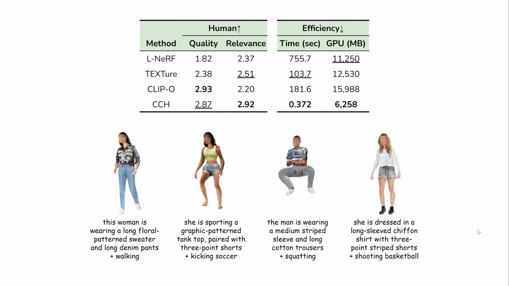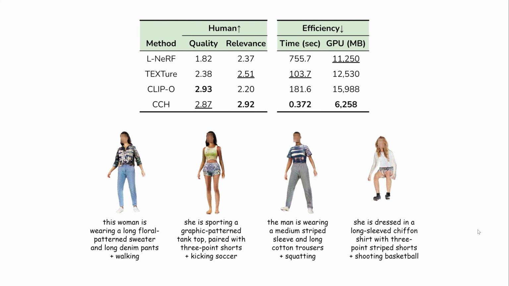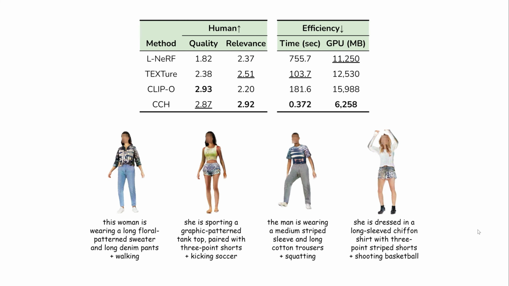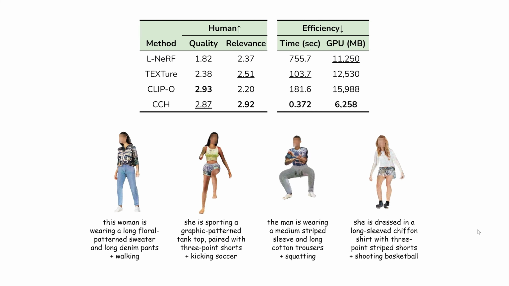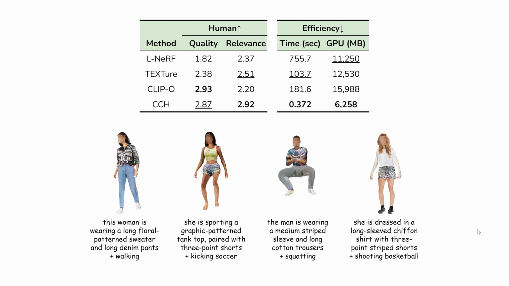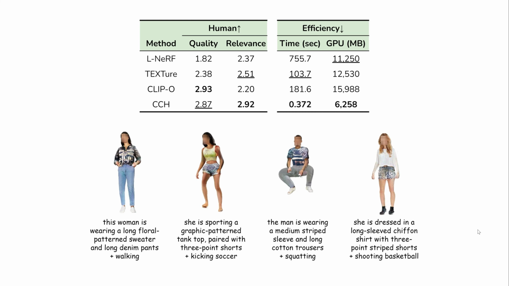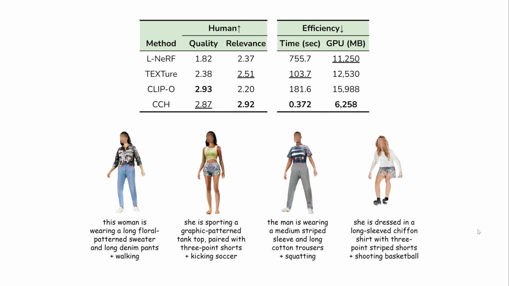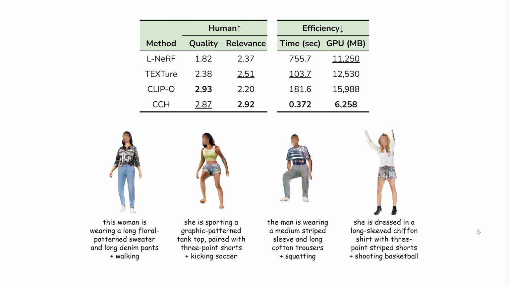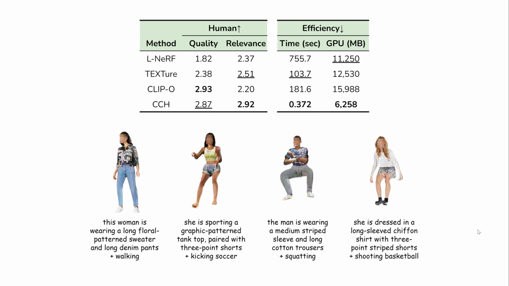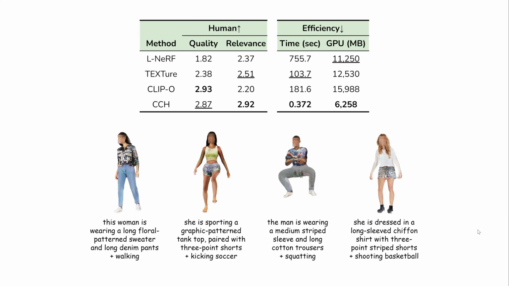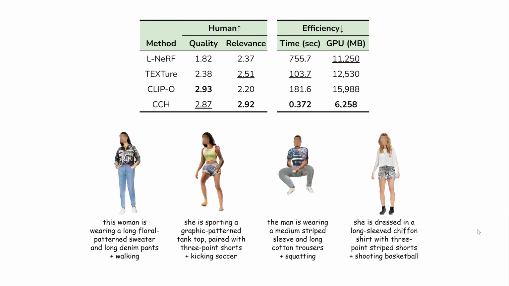Similar results can be found in the human evaluation. Both CLIP-O and our CCH can have high quality 3D humans, but only our CCH can outperform all baselines and achieve the best relevance to the language descriptions. And because we only have to go through the model one time, our CCH is extremely faster than all baselines. So we have a lower time cost and also the least GPU consumption.